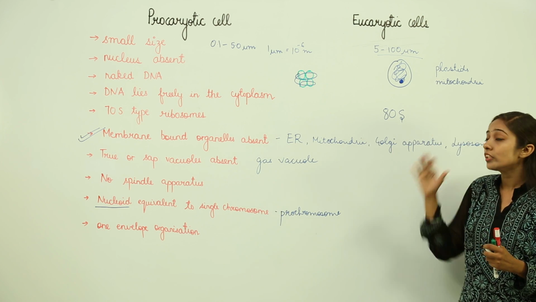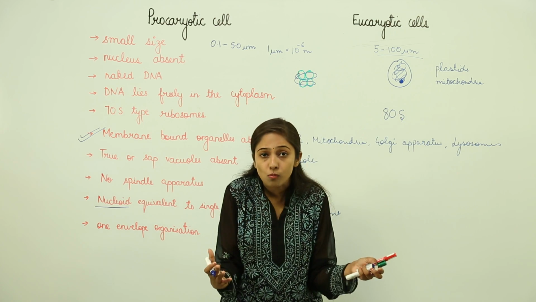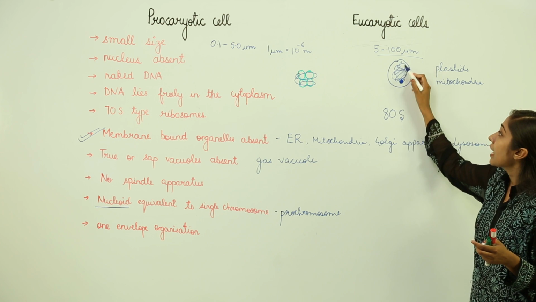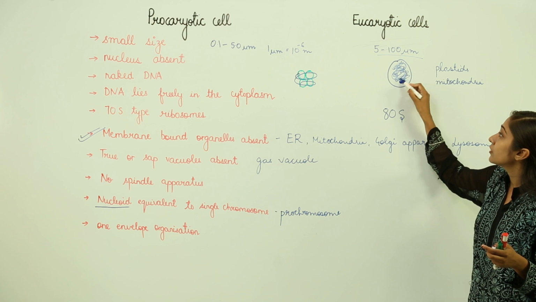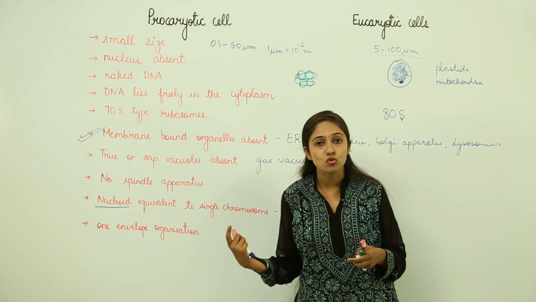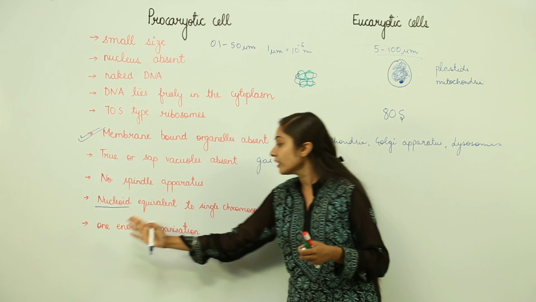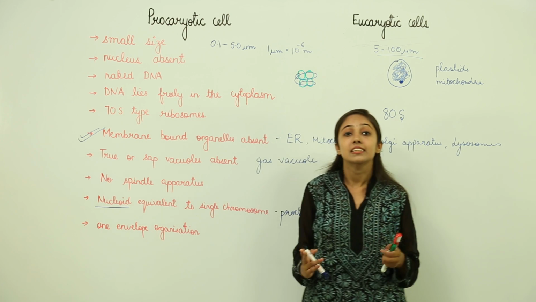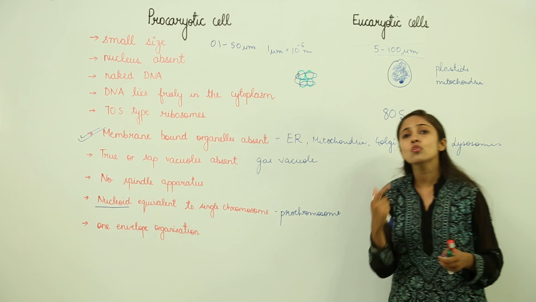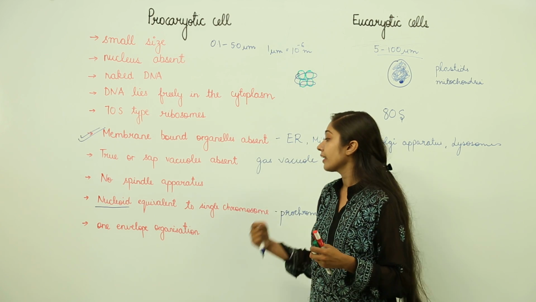But in eukaryotic cells, we have chromatin, and in the chromatin we have many chromosomes, right? So in a eukaryotic cell's nucleus, we have chromatin material, and this chromatin material consists of many chromosomes. It's not equivalent to a single chromosome as in prokaryotic cells. Then a prokaryotic cell has one envelope organization, meaning it has one envelope. But in a eukaryotic cell, we have a two envelope organization, right?